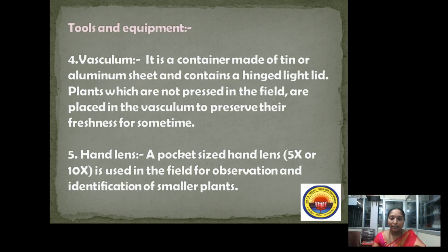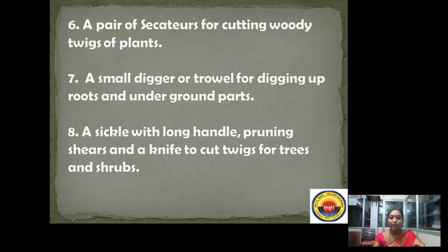And then the hand lens. So what is the purpose of the hand lens? A pocket-sized hand lens is used in the field for observation and identification of the smaller plants. These are mesophytes, very visible plants. But we also have bryophytes and small plants which can't be observed with the naked eye. So a hand lens is necessary during herbarium collection.